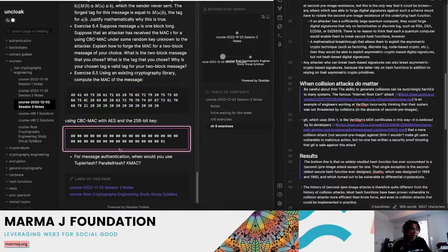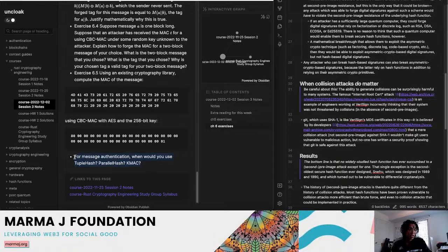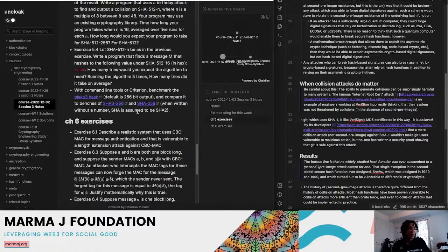For message authentication, when would you use TupleHash, ParallelHash, and KMAC? So this is beyond me. I have to look up these three things and see which one's useful and why. So this is a pretty fun question in my opinion. This is a straightforward one, just teaching you how to use a library to compute the MAC on something, and the rest of them I kind of went through.